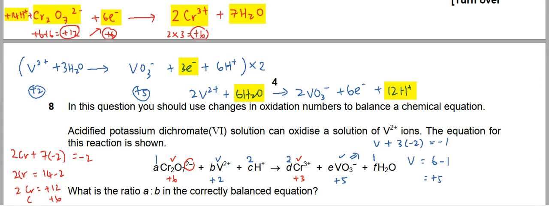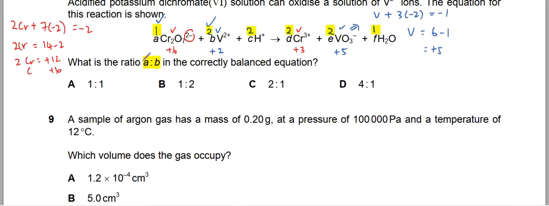So the electrons basically cancel out, 6 and 6. And then 2 vanadium here and 2 vanadium here. So now we work out the coefficients for each term there. So these are all of the coefficients. If we look at the question here, it's asking for A to B. So A to B is simply 1 to 2. So the answer is B.